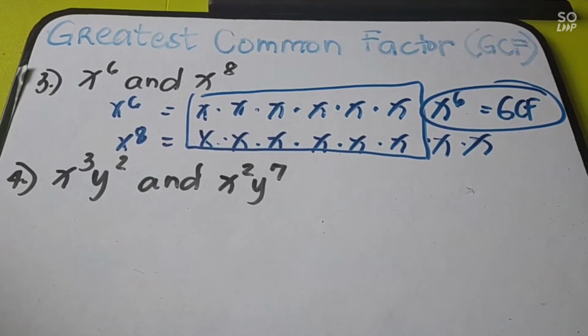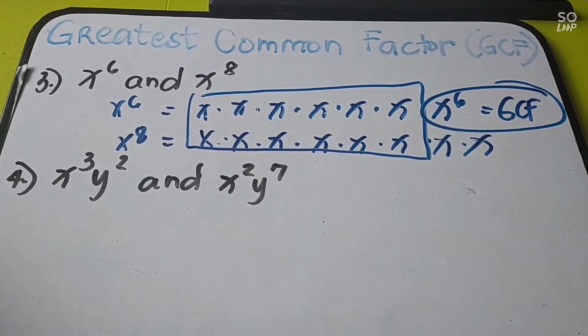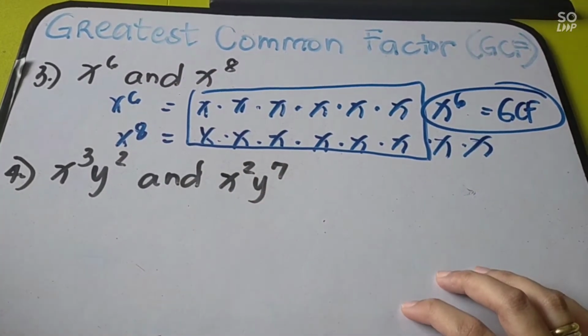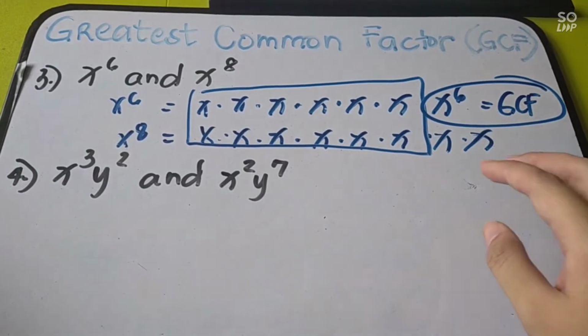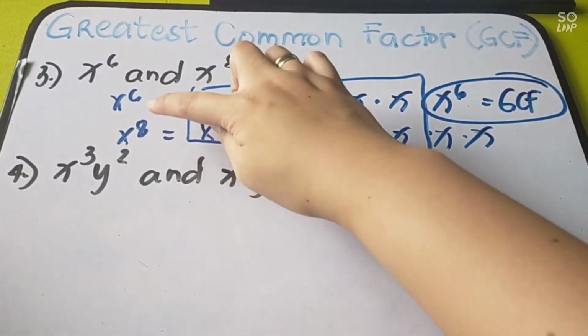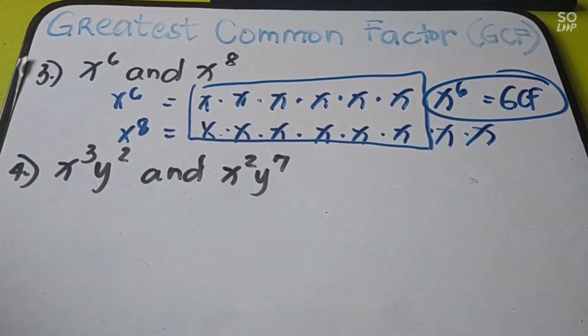So, simple lang. Kapag ganitong pareho ang variables mo, then you have an exponent, ang pipiliin mo lang ay yung may pinakamaliit na exponent. Ganun lang kasimple kumuha ng GCF kapag variables. Is it clear? Hanapin mo lang yung pinakamaliit na exponent, that is your GCF na. Is it clear?